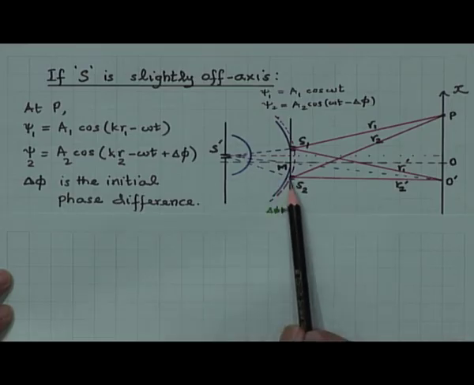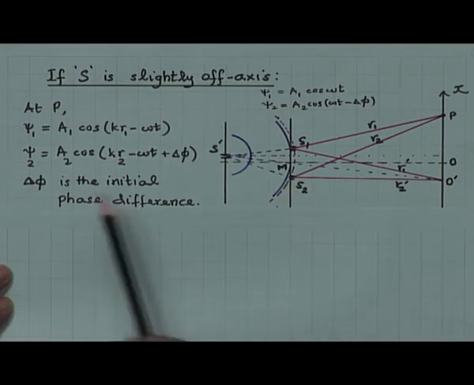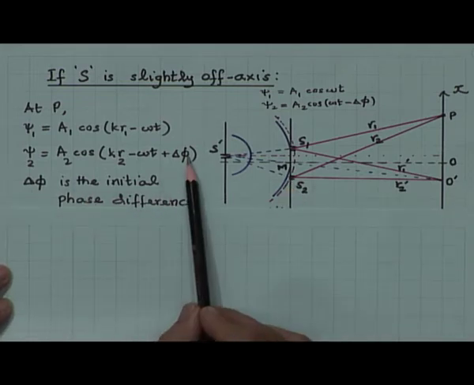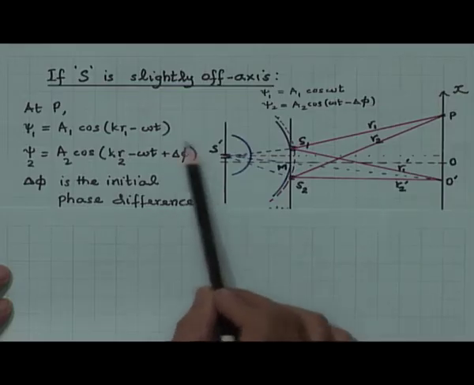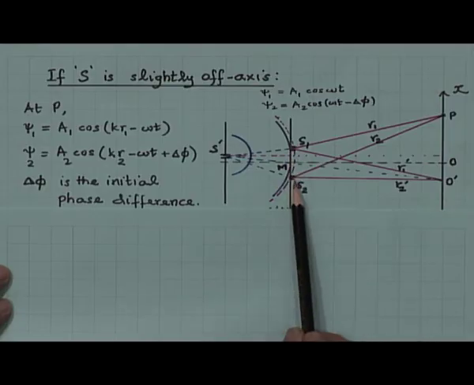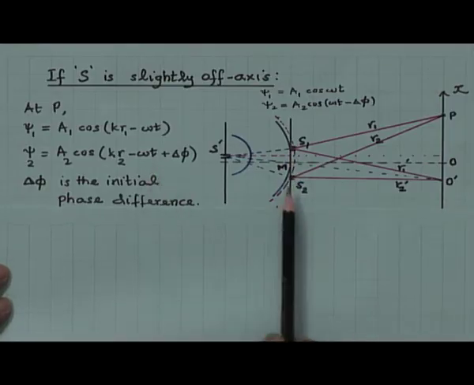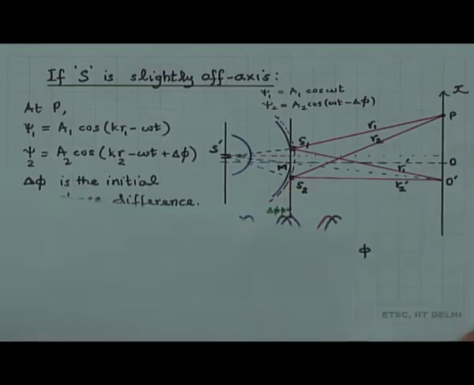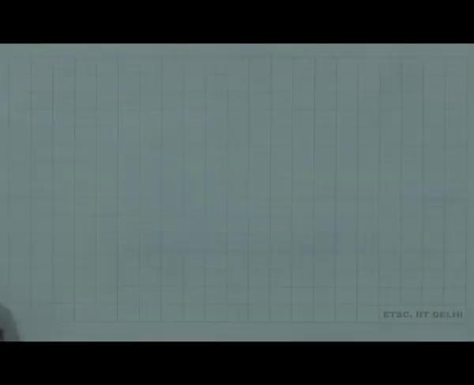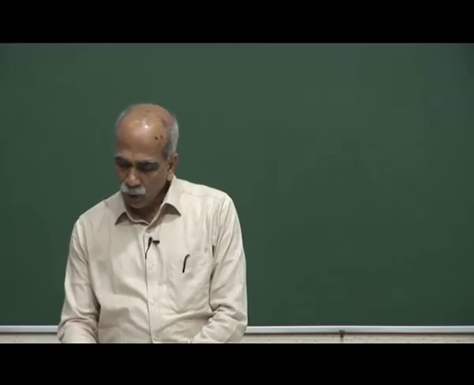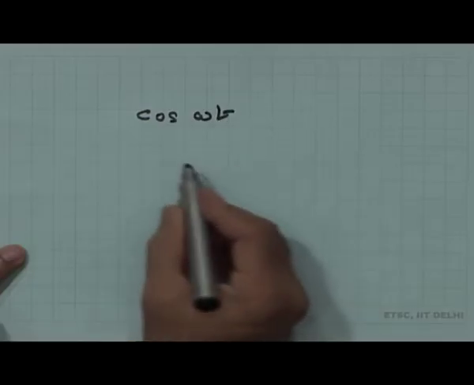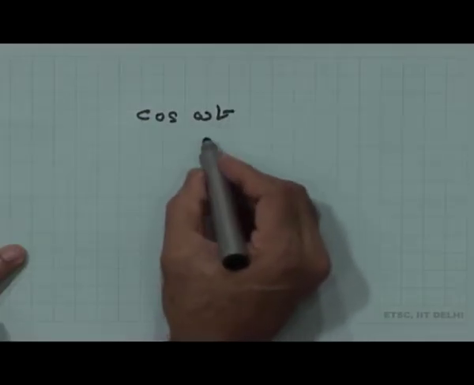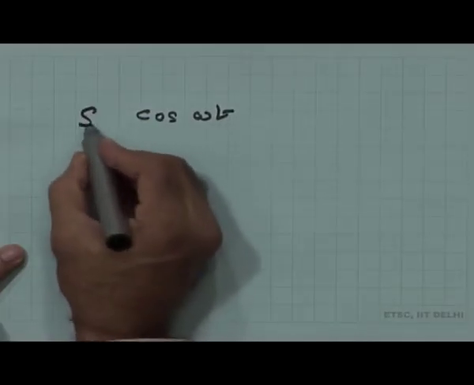At a later time it will reach here, and therefore there is an initial phase difference of delta phi between the sources S1 and S2. Please see that the wave front would reach here at a later time, which means, let me explain this. If I had cos omega t as the initial phase, then we will get the same wave front at S2. This is at S1.